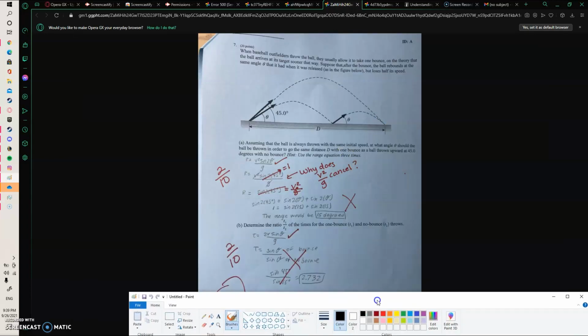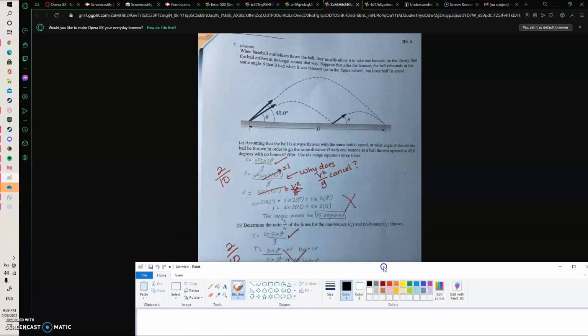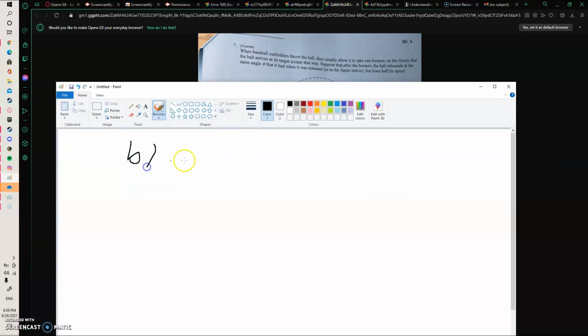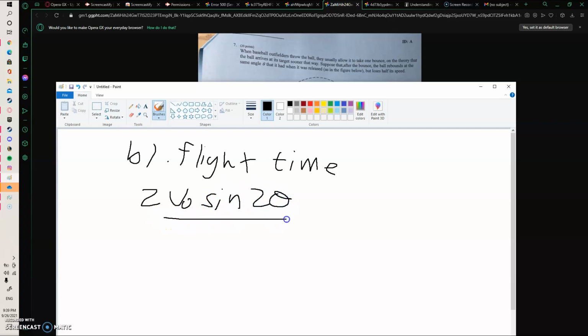Now moving on to part B, we're going to determine the ratio for the times of the bounce and the no bounce throws, and we would use the flight time equation that we derived in class, which is 2 v naught sine theta over g. Actually, this is just normal theta over g. There's no 2 here. We'll erase that. And we're going to do this for each one of the times.